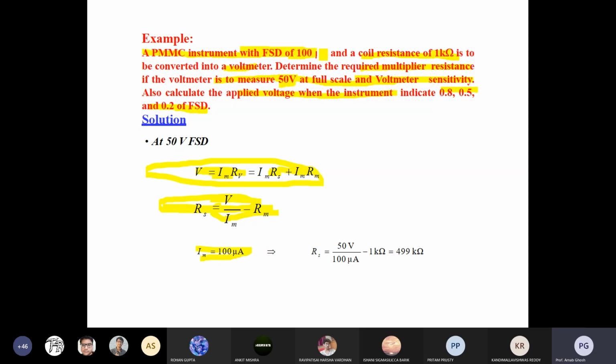Okay, IM is 100 microampere, so you can replace that value of IM over there. V is given as 50 volt, the full scale voltage FSD. RM is also given as 1 kilo ohm. Directly you are getting that RS equals 499 kilo ohm.